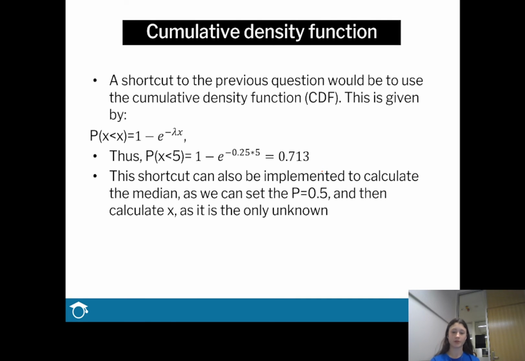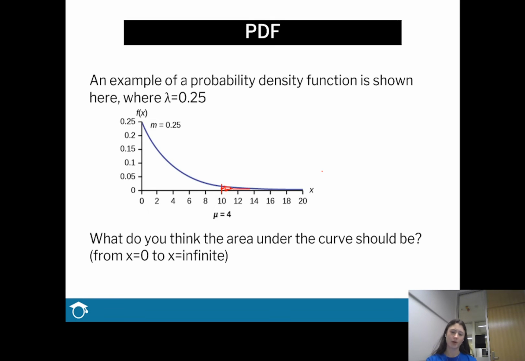So the CDF for our PDF before is 1 take e to the negative lambda x, and we can then use that to calculate probabilities of things occurring. However, I wouldn't worry too much about CDF for Specialist. I think it's mostly focused on the PDFs. I've never come across a question in Specialist about CDFs for exponential functions. So I'll just focus on those, but do a couple CDF questions if you want to be extra prepared.